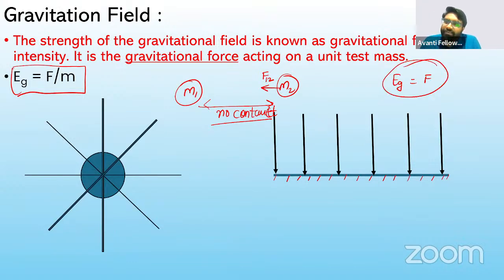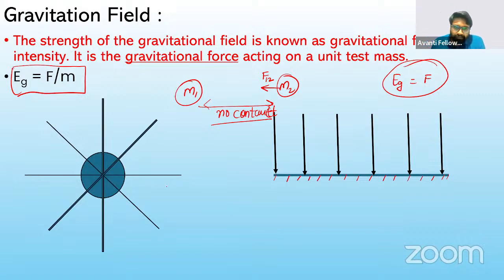A gravitational field is that value of force which pulls a particle of unit mass. Okay? A particle of unit mass. So gravitational field is that amount of force which applies on a unit test mass. Now, what is a unit test mass?